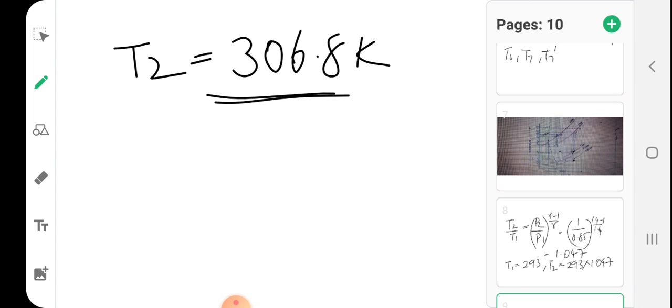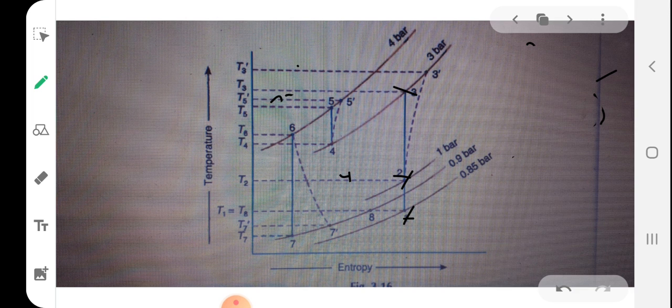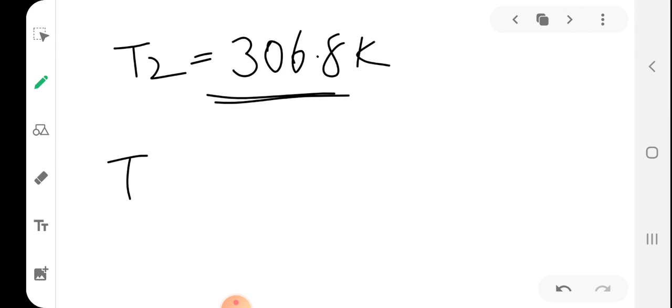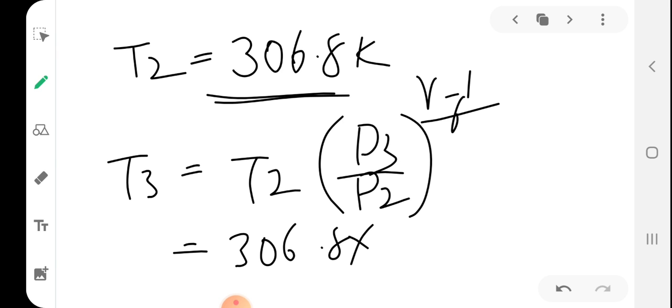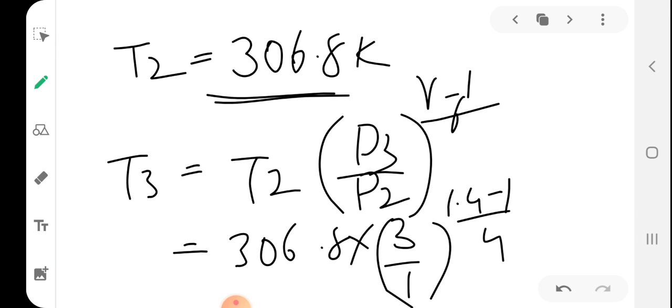Now from T2, what is happening? T2 to T3 is an isentropic process. So T3 equals T2 into P3 by P2 raised to gamma minus 1 by gamma. T2 is 306.8, P3 is 3 bar, so 3 by 1 raised to (1.4 minus 1) by 1.4. So its value will be how much? I think around 420.3 Kelvin. So we got T3.